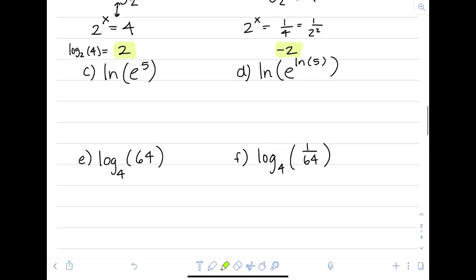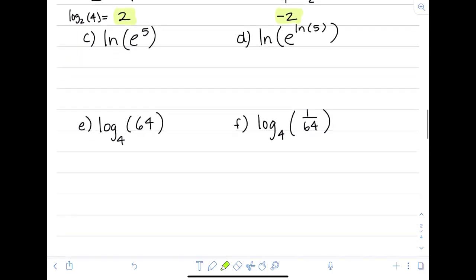And let's take a look at the next one. If we're looking at ln of e to the 5th, this is asking the question, what power of e is e to the 5th? And hopefully it really looks similar here because it would just be 5, right?